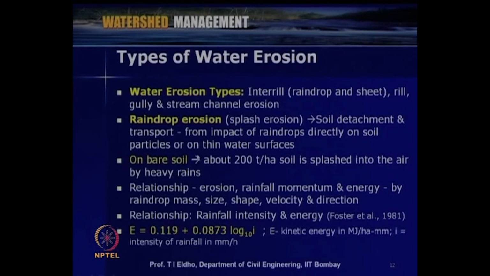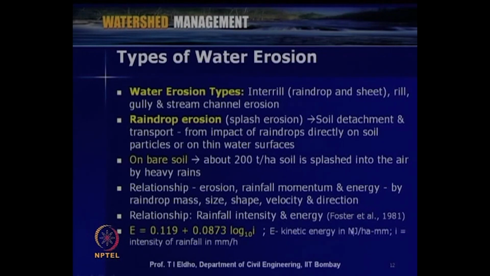So, we can identify relationships for the various erosion problems by considering erosion, rainfall, momentum and energy, like raindrop mass, size, shape, velocity and direction. We can get some relationships based upon various field studies. One of the important relationships, derived by Foster and others in 1981, connects the rainfall intensity and the kinetic energy.